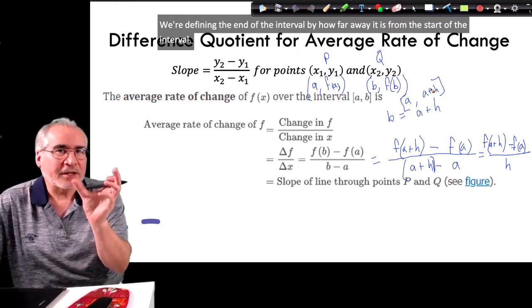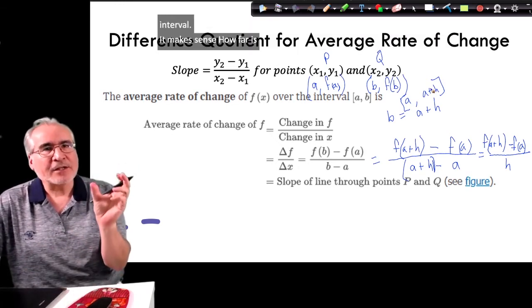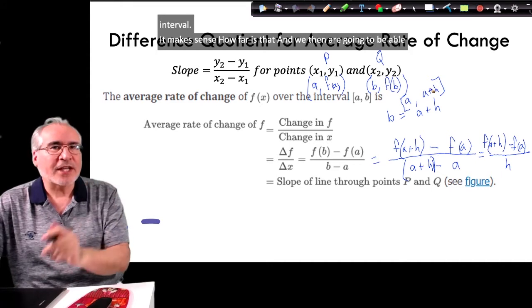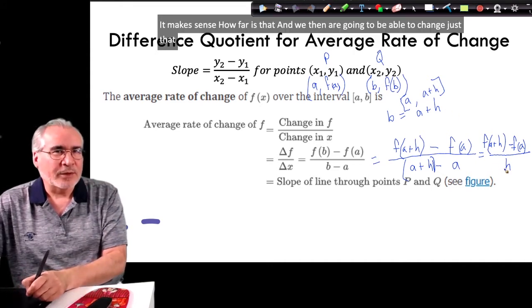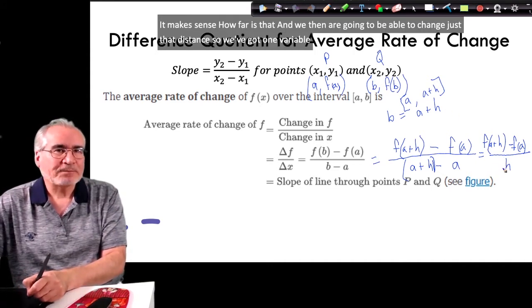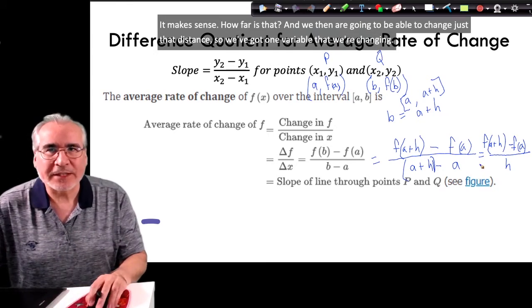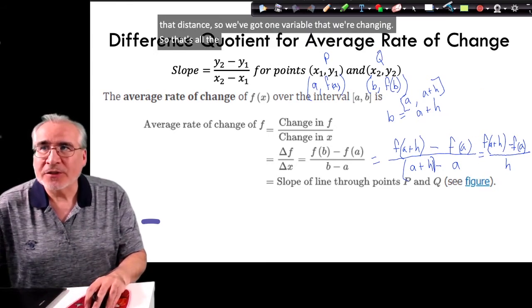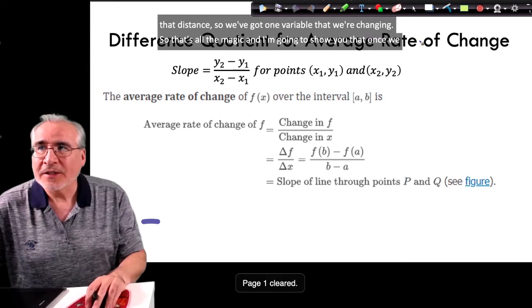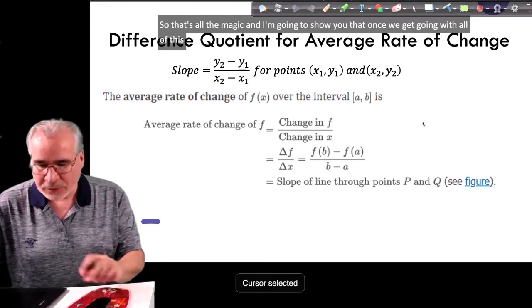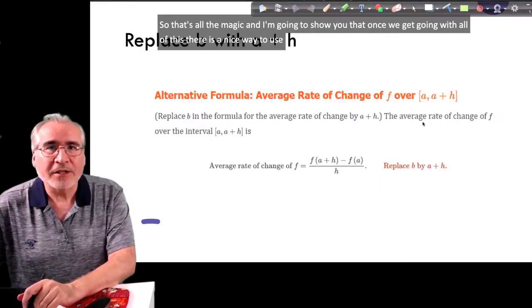We're defining the end of the interval by how far away it is from the start of the interval. You know, it makes sense. How far is that? And we then are going to be able to change just that distance. So we've got one variable that we're changing. Okay, so that's all the magic. And I'm going to show you that once we get going with all of this, there is a nice way to use our calculator technology as well.